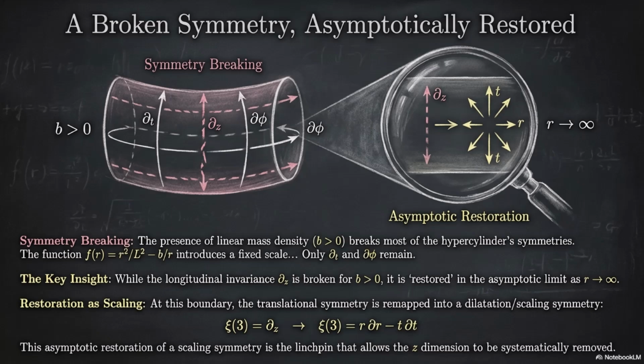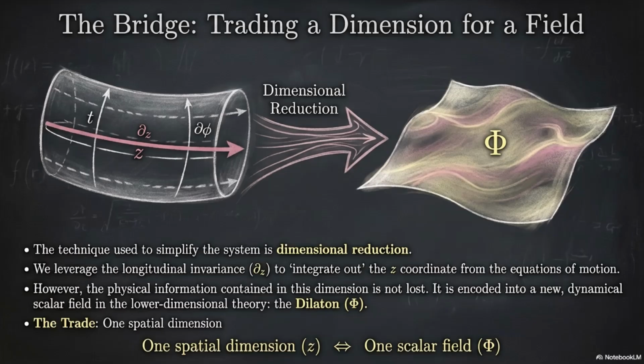It's not the same symmetry, though, is it? It changes form. It does. The translational symmetry, partial Z, effectively gets remapped into a scaling symmetry. It becomes R partial R minus T partial T. So it's not that we can ignore the Z coordinate anymore, but because the structure is invariant under scaling at the boundary, we can still systematically remove it. Exactly, and that allows us to perform the central maneuver here, trading a dimension for a field.